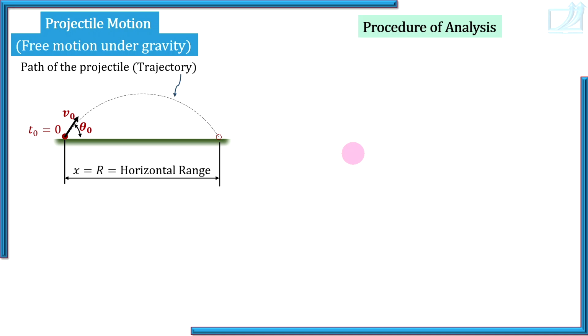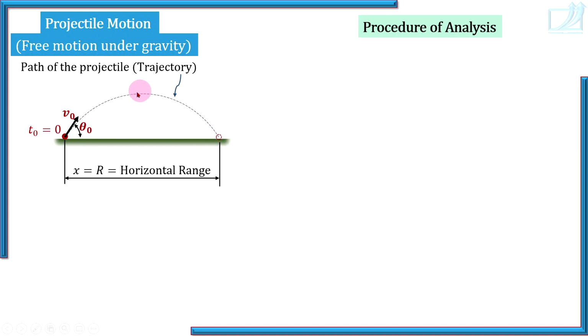In earlier two lectures on projectile motion, we solved problems based on equation of path. Now in this lecture, we are going to solve problems using equations of motion. Now watch here, a projectile is fired with initial velocity v0 at an angle theta 0 with horizontal, and of course it moves along a parabolic path and it strikes ground again.